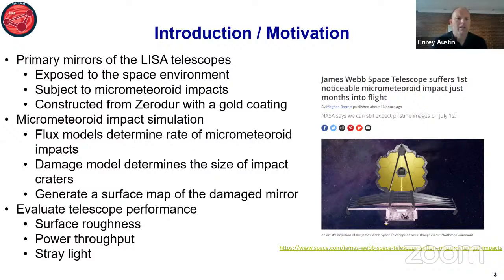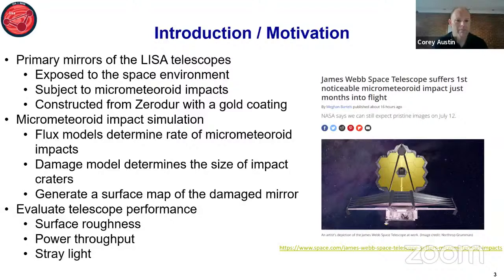Talking specifically about LISA, the current design of the LISA telescopes is such that there's no window or anything like that. So the primary mirror of the LISA telescopes is exposed to the space environment, which means that they are subject to micrometeoroid impacts. And the current design of these mirrors has them constructed from Zerodur, which is a glass-like material with a gold-like coating. And this Zerodur material is a sort of brittle material. So you would expect that with an impact with enough kinetic energy, you would see some of that substrate removed, and a crater would be formed. So that's why we want to think about this with LISA.